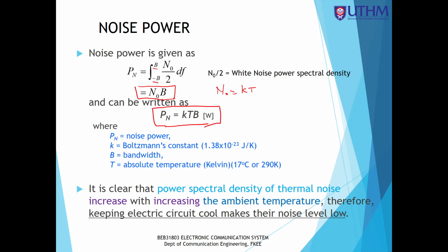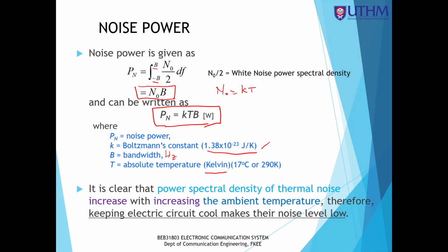The unit for power is in terms of watt. Remember the Boltzmann constant is 1.38 multiplied with 10 to the power of minus 23. So this is a constant parameter. Bandwidth is in terms of hertz. T is the absolute temperature in Kelvin. Make sure the temperature must be in Kelvin.